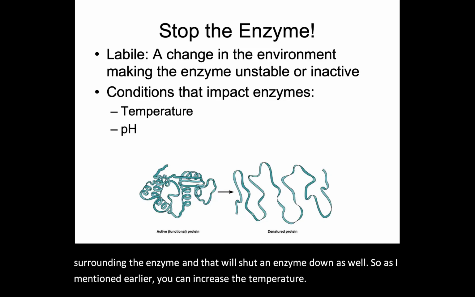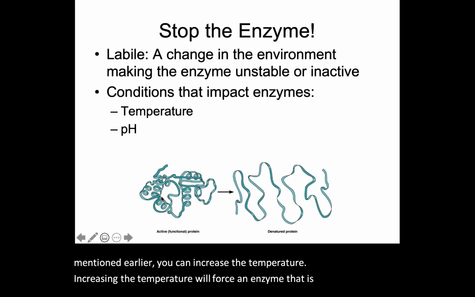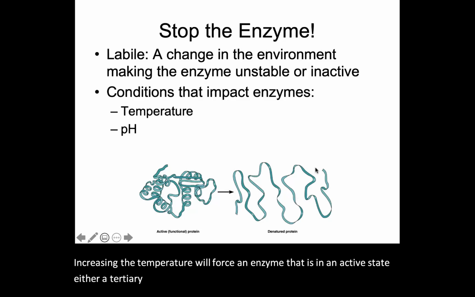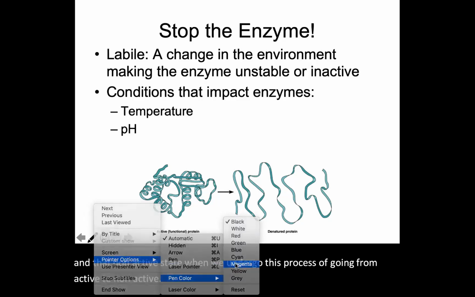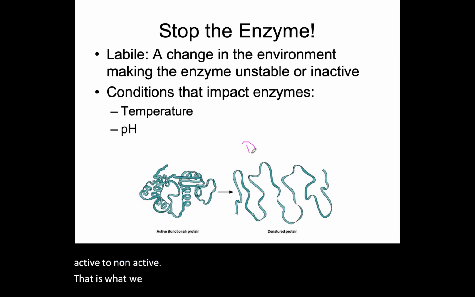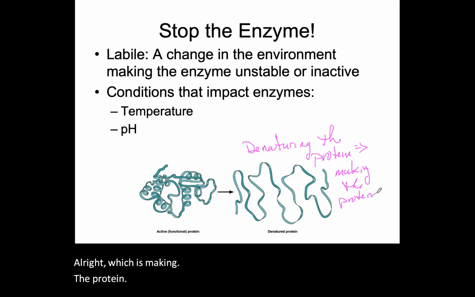Increasing the temperature will force an enzyme that is in an active state, either a tertiary or a quaternary state, to revert back to a non-active state. And when we undergo this process of going from active to non-active, that is what we refer to as denaturing the protein, which is making the protein not active. So high temperature denatures a protein.